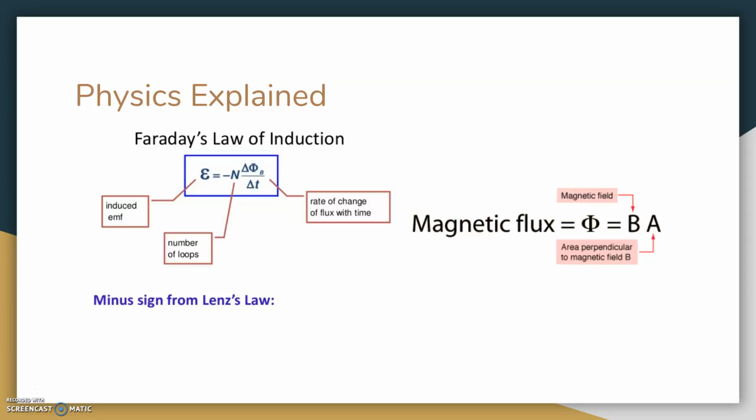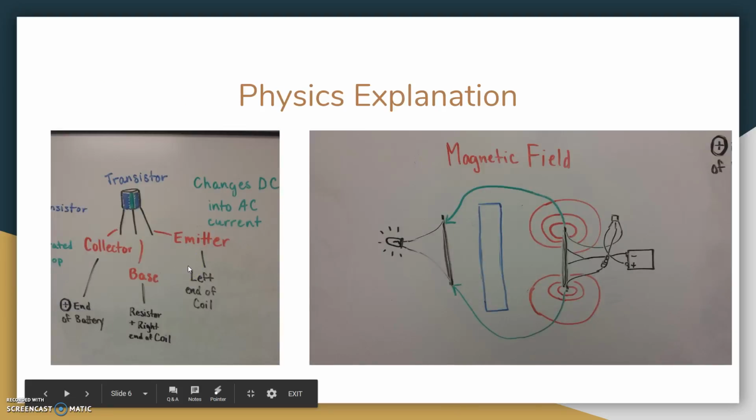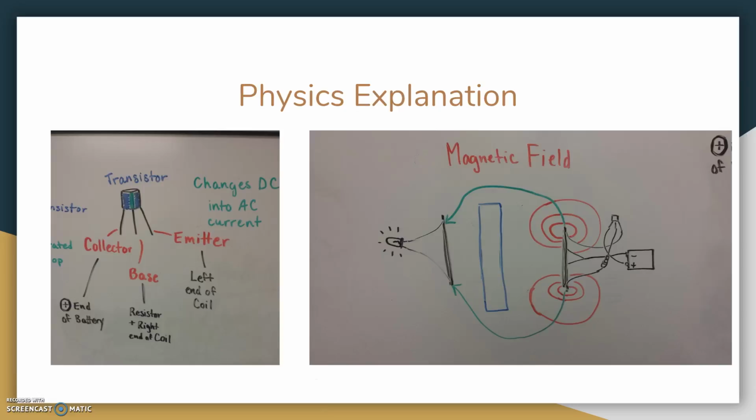Lenz's law just explains that the induced current from the EMF will be in the opposite direction of the change in magnetic flux. This is represented in the EMF equation by a negative sign. So in our system, first the transistor will amplify the direct current from the battery into a higher frequency alternating current. There are three parts to every transistor.